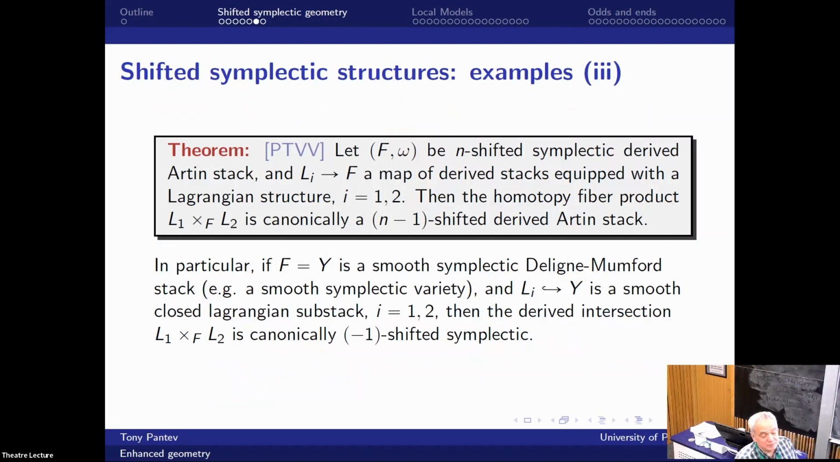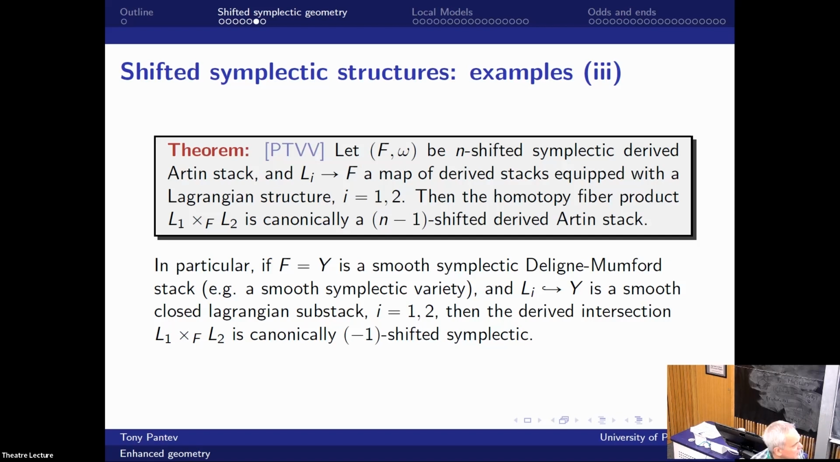So if you have a symplectic derived stack, and you have two Lagrangians in it, then you can look at their derived intersection, their intersection in the world of derived stacks, and that's canonically an n-1 shifted symplectic derived stack. So intersections of Lagrangians in n-shifted symplectic guys give you n-1 shifted symplectic guys. We've seen some of them already mentioned in this example of the Heegaard splitting.